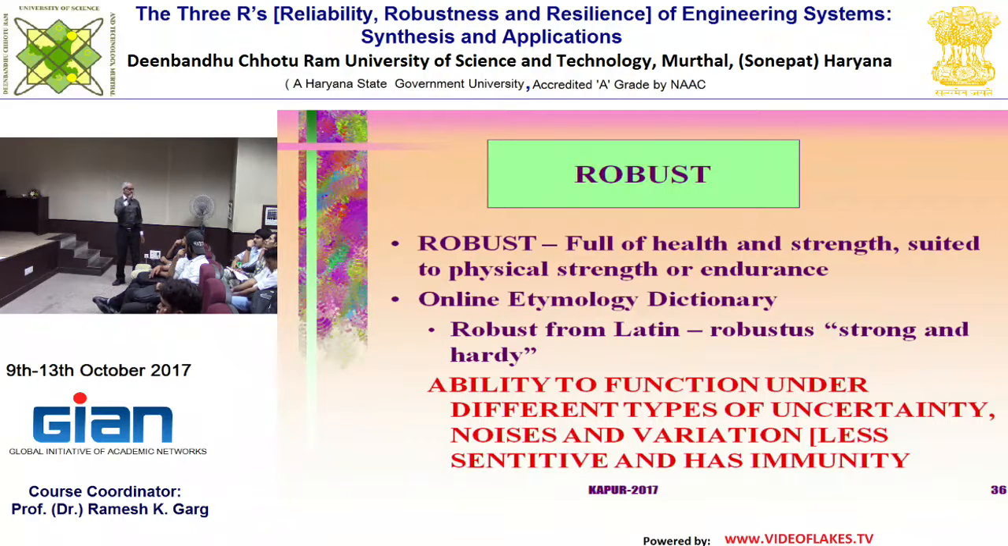Remember, that's one of the themes of our seminar, how to make things robust. And remember, the word robustness, people intuitively think that something is very strong and so on. Somebody says, oh, I'm a very robust person. But mathematically it means the ability to function under different types of uncertainty, noises, variation. So that means it is less sensitive and it is immune to noises, immune to variation.